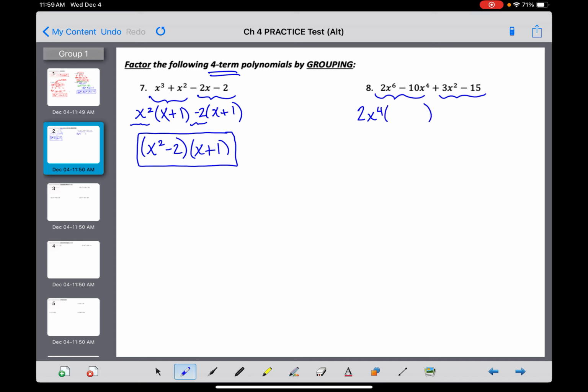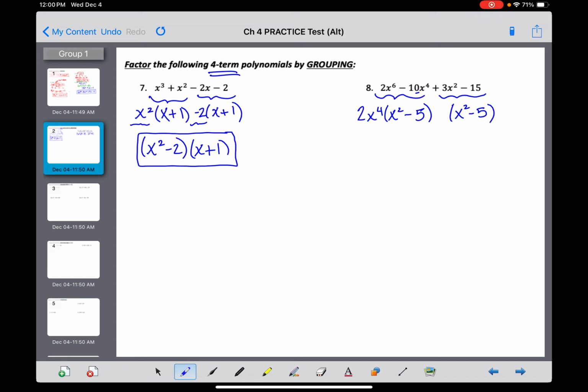And then what I have left in the first term, I already took out the 2 and 4 x's, so I'll have x squared left. And then in the second term, I already took out the x to the 4th, and I divided negative 10 by 2, so I'm going to have negative 5 left. So then, assuming I did that correctly, my second parenthesis is going to be x squared minus 5.